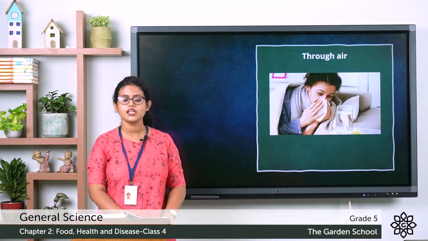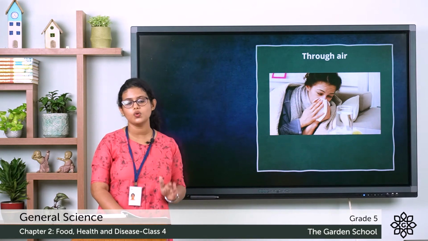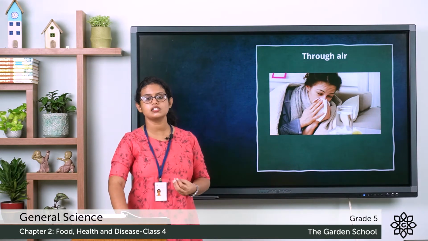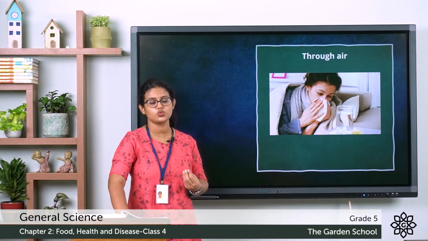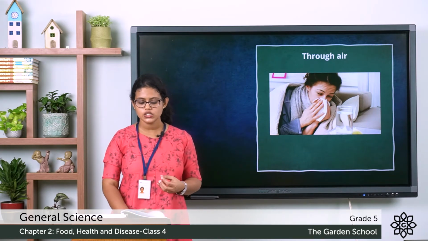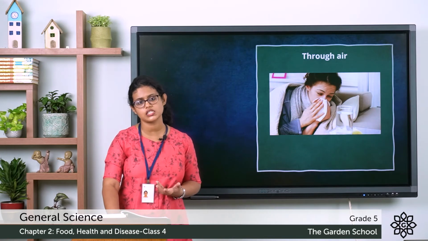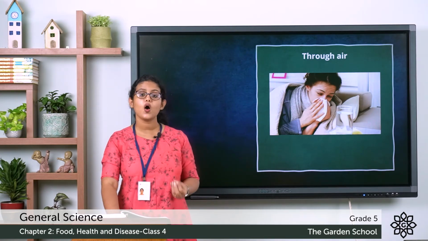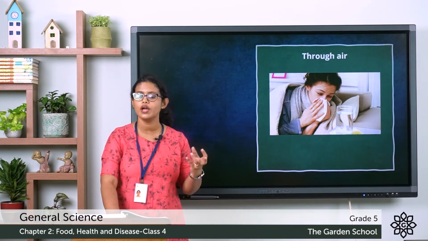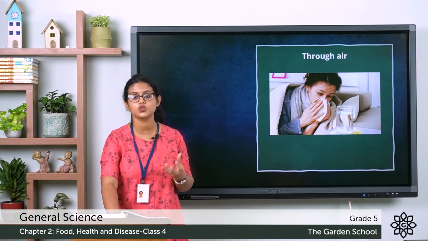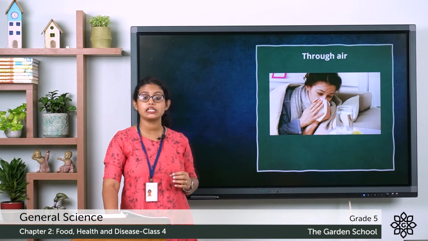The next is through air. Diseases are spread through air. There are communicable diseases like tuberculosis and measles. All these are spread through air. So how are they spread through air? Let me give you an example.